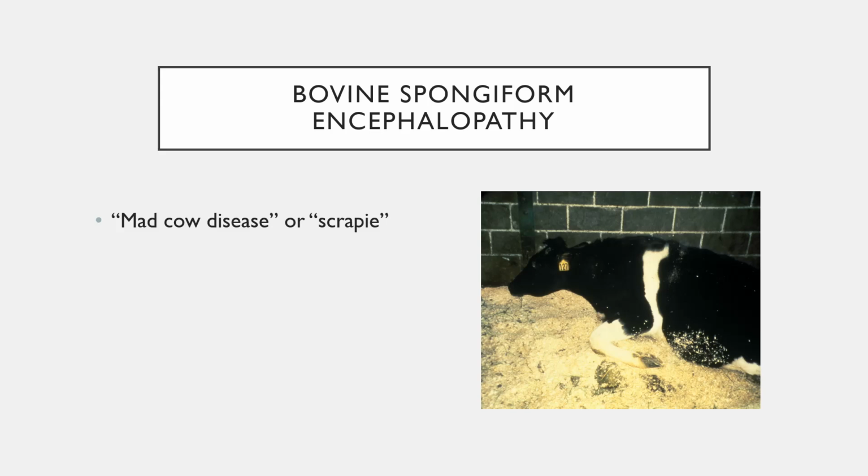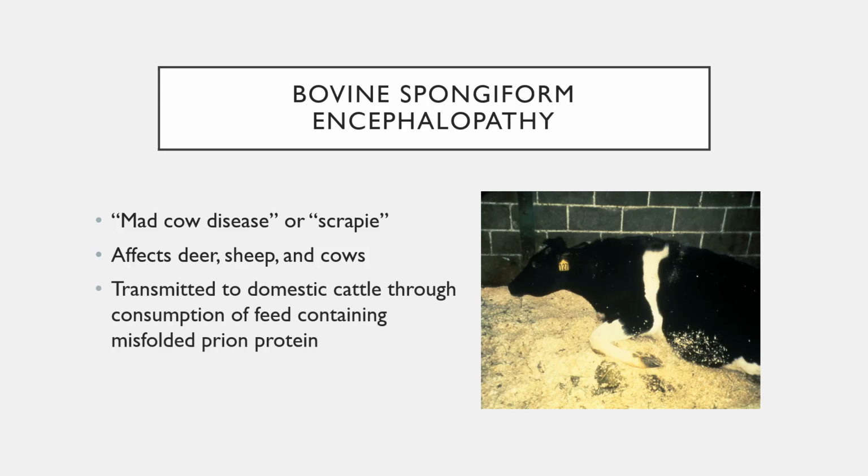It affects deer, sheep, and cows, and the acquisition in domestic cattle is spread through consumption of cattle feed that contains this protein in it. So they eat the misfolded prion protein and then they acquire the disease. So where does the misfolded prion protein come from? How does it get in their feed?